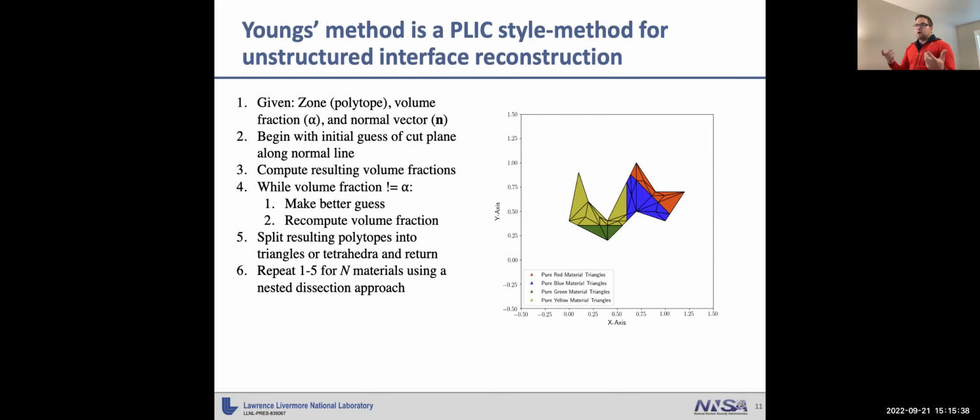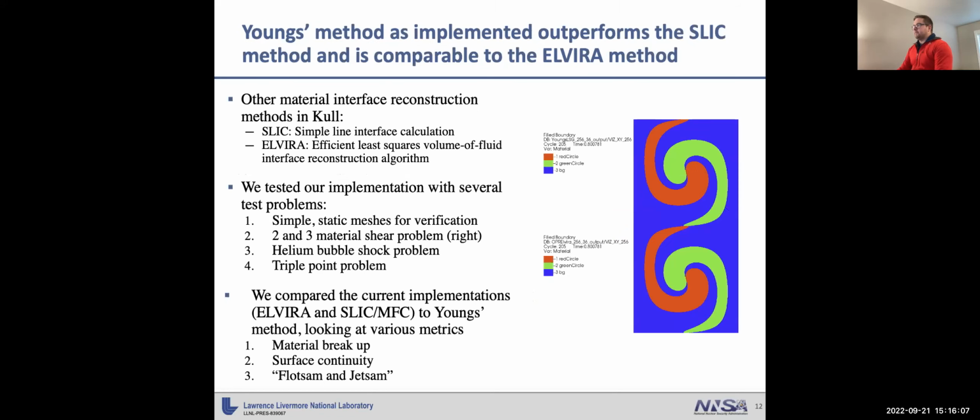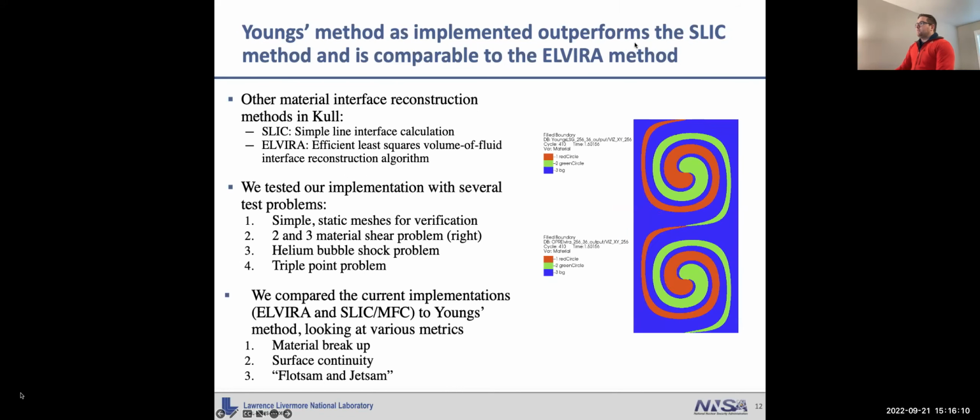So this can be done for any number of materials using a nested dissection approach, where you do one material and all the others, and then you ignore that material you've already sectioned off, and then you do the next material and all the others, and you do that for as many materials as you need. And so this works for any general shaped closed polygon, which was super nice because sometimes the polygons you get in these simulations can be really wonky. And so Young's method, as implemented into Kull, outperforms the SLIC method and is comparable to the Elvira method.